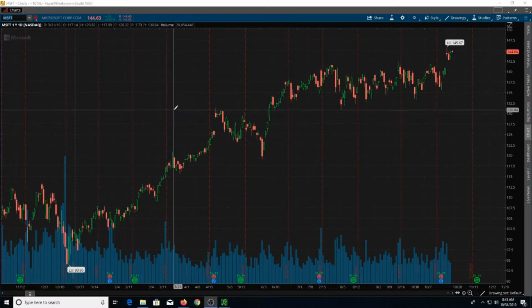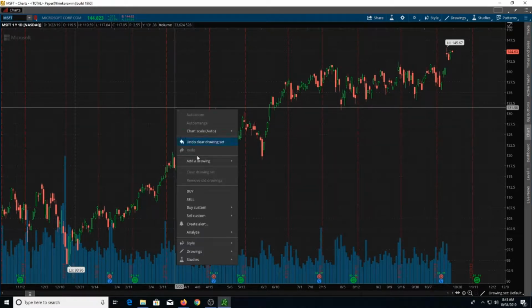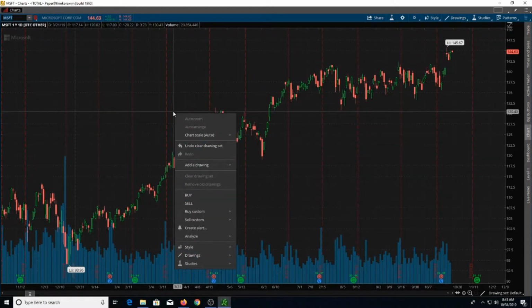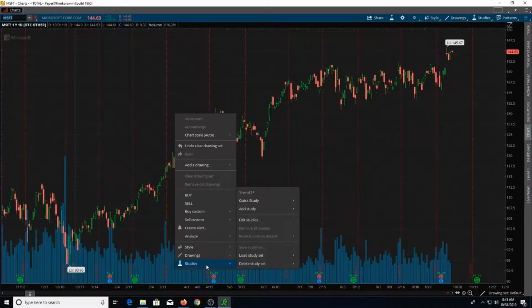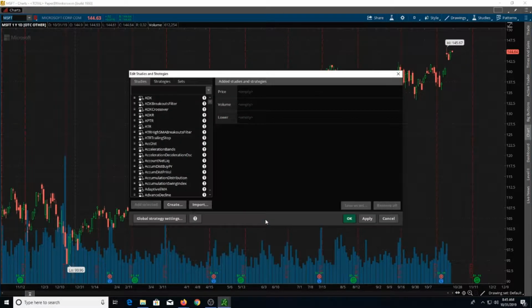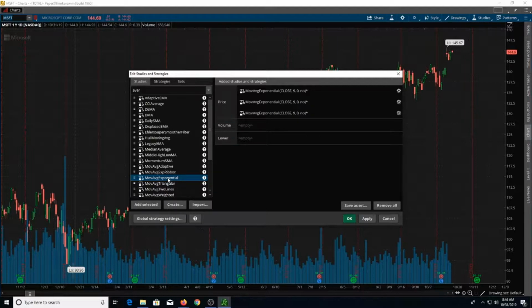We're going to start building this indicator by right-clicking anywhere within the chart, going to Studies, and we're going to go to Edit Studies. And what I want to do then is bring up an EMA, moving average exponential. That's what I want. So I want to add 3 of those. So I just click on it 3 times to add 3.